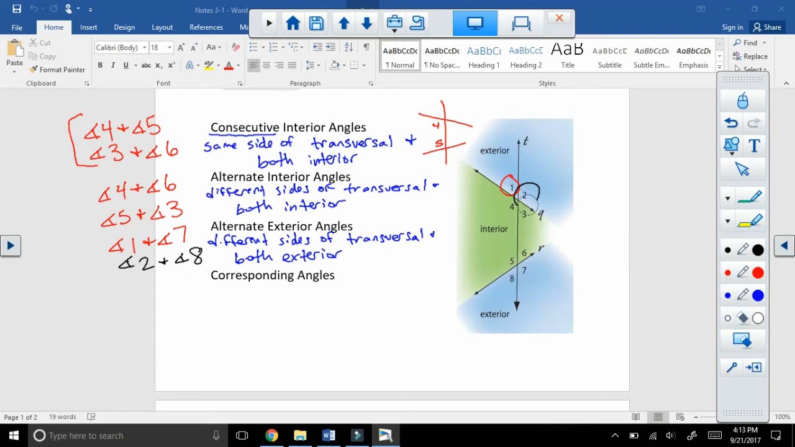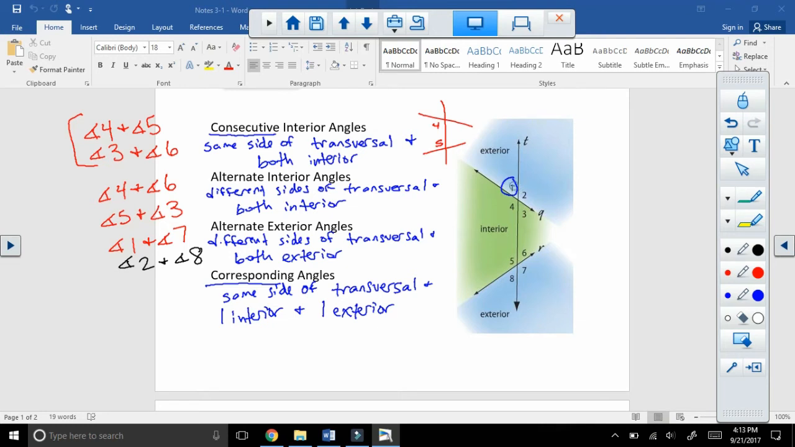And then the last set here are corresponding angles. For corresponding angles, the definition says that they are on the same side of the transversal, and you have one on the interior and one on the exterior. I like to think that they just correspond. They're in the same corresponding position. So maybe they're both on the upper left-hand side if you look at those intersections.